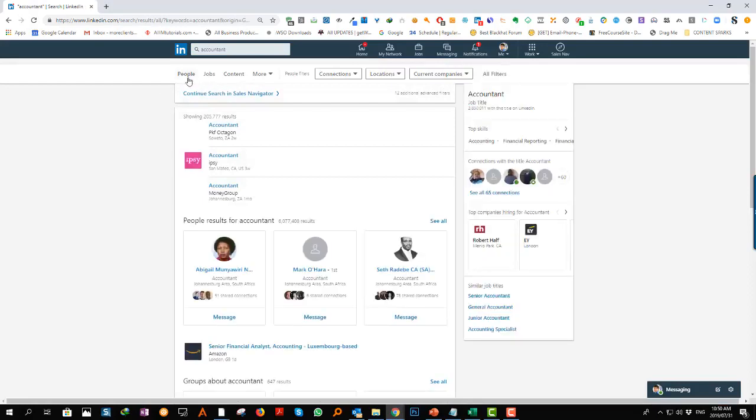What you will see over here at the top is we can search in these different categories. So we can do a people search, we can do a job search, a content search, or if we click the more, we can search companies, schools, or groups, right? So there's our groups. Very, very important for us a little bit later on. Now, as you can see, nothing special. I've typed in the word accountant, and I have 205,000 results pending over here.